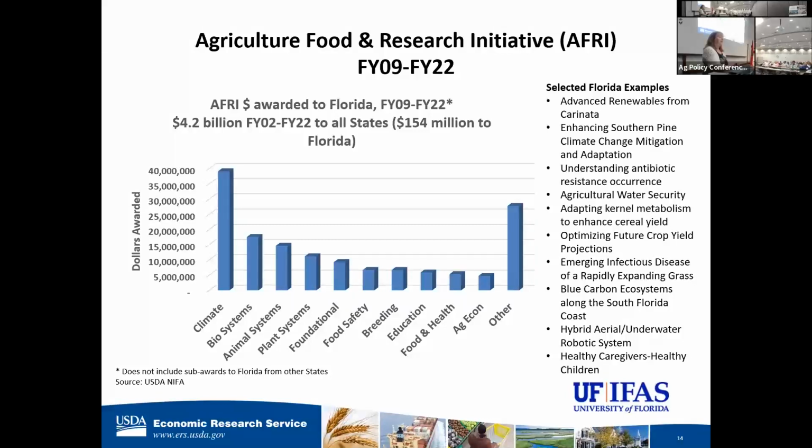154 million to Florida. And the chart actually shows the dollars awarded to Florida and what areas those were in, so sort of broadly defined areas. So you can see that it really covers the gamut, right? From climate to breeding, food safety, plant systems. It depends on how they're defining their priority areas from year to year, but you can see where that's gone.